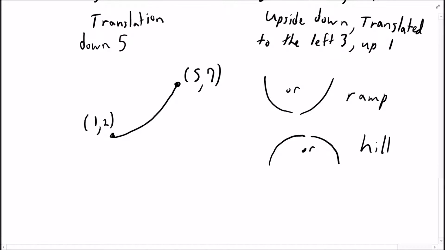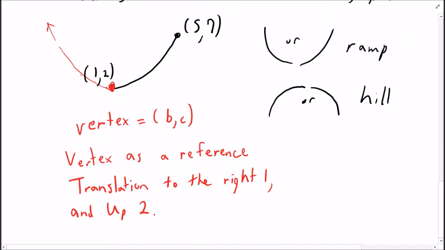So which one would you set to be the vertex? Now we're going to pick 1, 2. Why are we going to pick that? Well, if I look at it and I draw the other half of it, we can see that that is the bottom of the parabola. So our vertex, in this case, is BC.